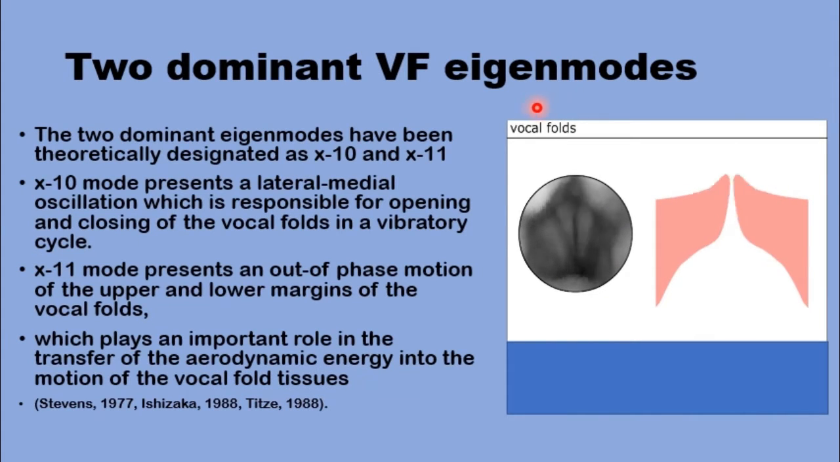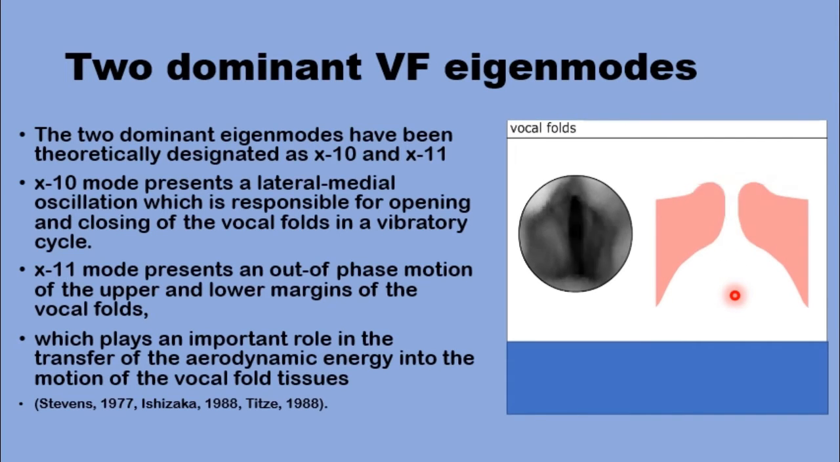The two dominant vocal fold eigenmodes during phonation are termed X10 and X11. These are two different modes of motion or vibration. The first one, the X10, presents the lateral to medial oscillation, which is responsible for the opening and closing of the glottis during phonation, and it's actually responsible for the voice production by allowing puffs of air to pass through the glottis when it opens, producing voice.